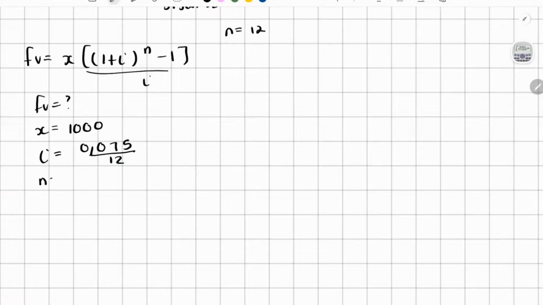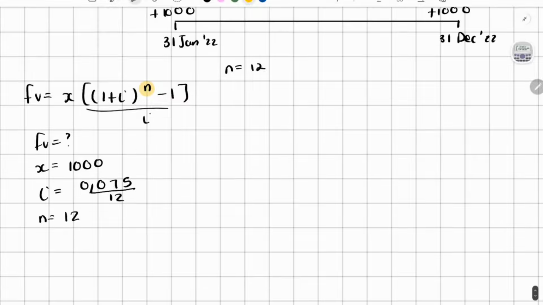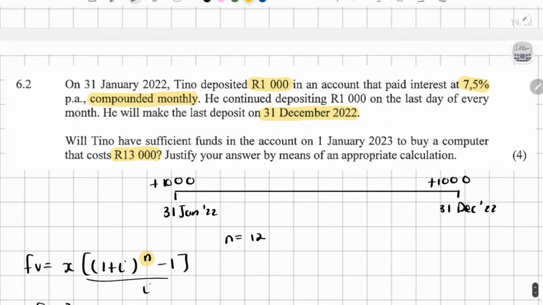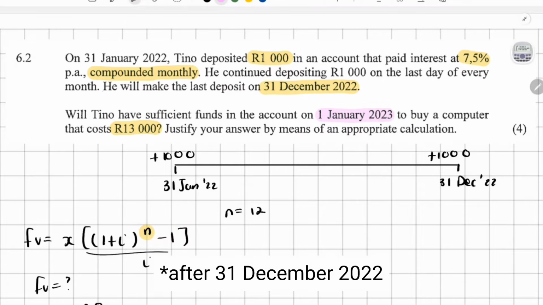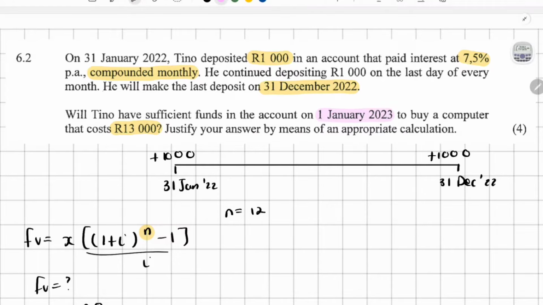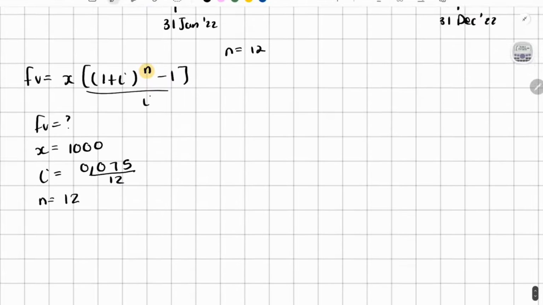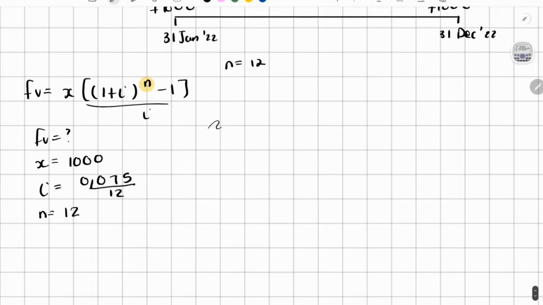Then we have N. Now N tells you the number of deposits, and we know how many deposits that is. That is 12 deposits. Other than this, there's nothing else, no other special thing happening, because we just have to find out how much he's going to have on the 1st of January, which is just a day away from that last deposit. So no interest will be earned, because interest will only be earned every month, compounded monthly. So we're just going to put this into the formula. This one is quite simple.